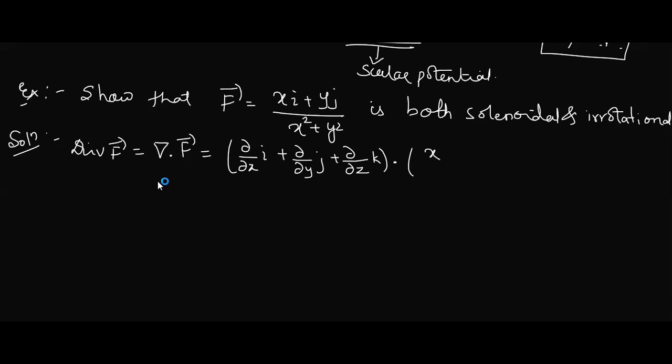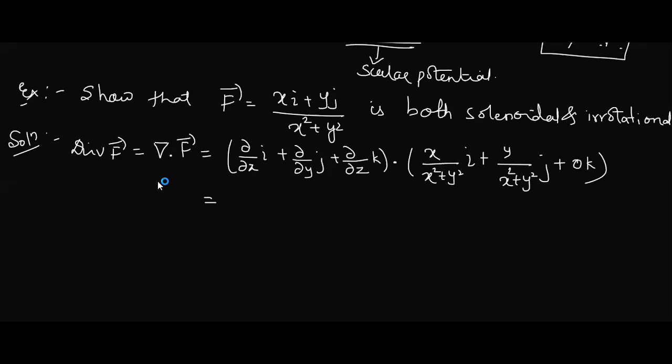X by x square plus y square. Very good. So do separate and take. This denominator is for both. Okay, what is the coefficient of j then? Y upon x square plus y square j. And can anybody tell me what is the coefficient of k here? 0.